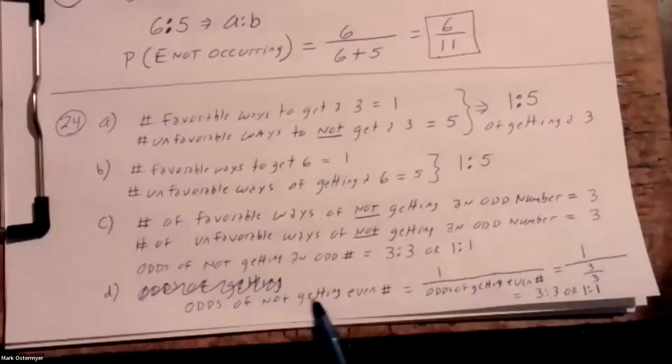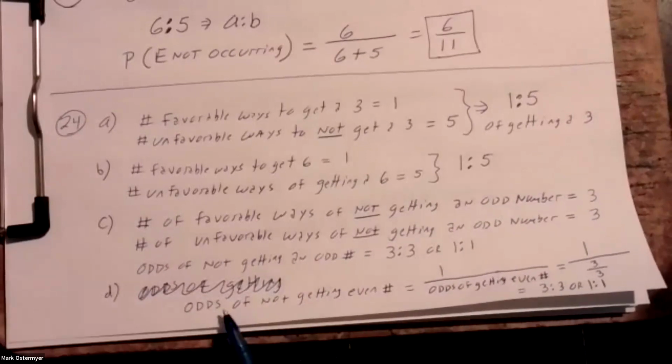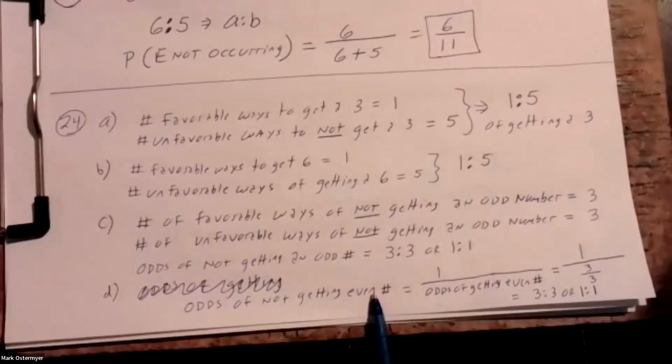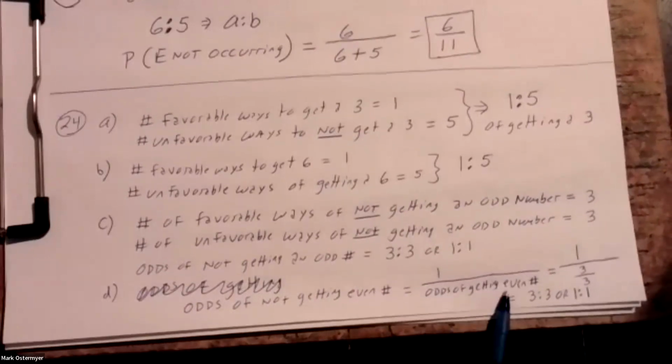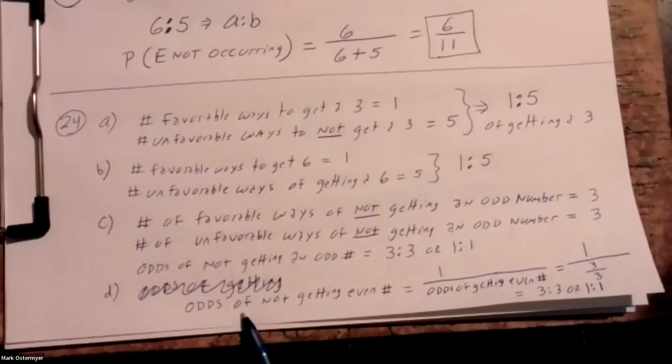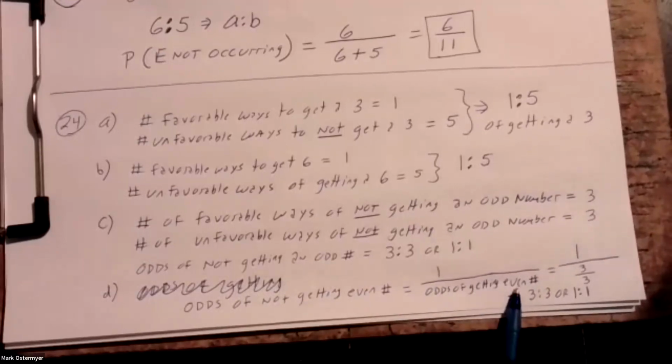Now, the odds of not getting an even number, ladies and gentlemen, if you're a little uncomfortable in computing the odds of not having something occur, think of it as being the reciprocal of the odds of having the event occurring. It works the same way. So if you don't want to compute the odds of not getting an even number, consider this as computing 1 over the odds of getting an even number. Maybe that sits better in your mind.